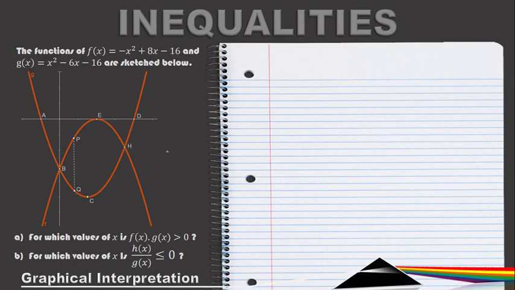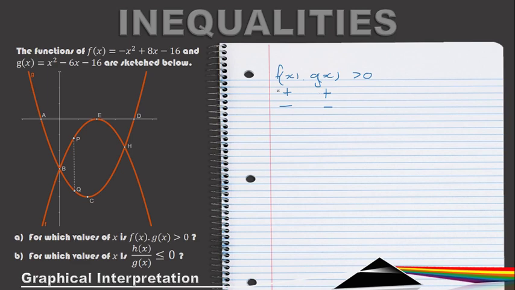Alright, so for these two functions, it's asked for which values of x is f(x) times g(x) greater than 0. Multiplying the two functions together needs to give a positive value. So if this one is positive, then this one also needs to be positive, because a positive and a positive gives you a positive. Or if f(x) is negative, g(x) needs to be negative, because two negatives give you a positive.